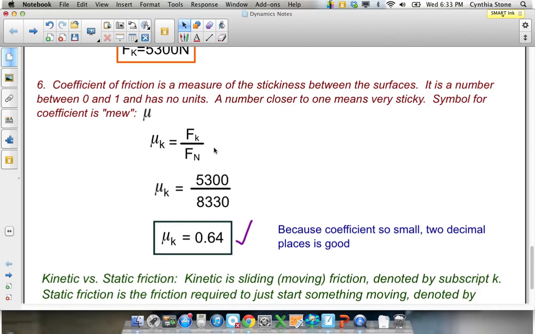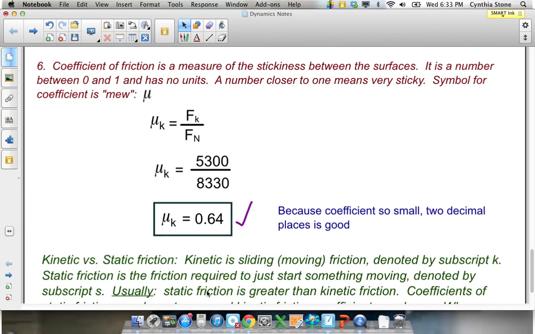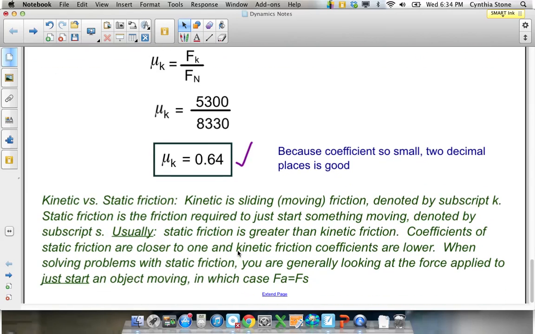Perhaps you want to use the same number of decimal points as the question. I just want to make a point here that when you're dealing with a number less than 1, two decimal places is good. This question uses 0 decimal places, but it wouldn't make sense to call it 1. So just from a communication point of view, with coefficients of friction, use 2 decimal places.